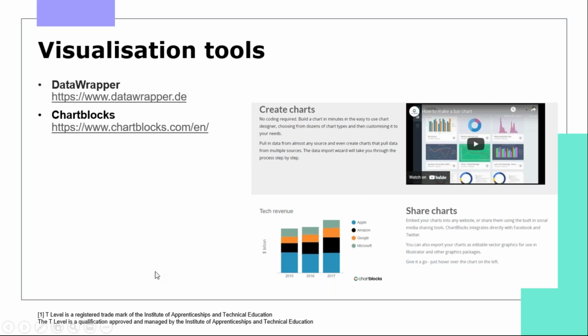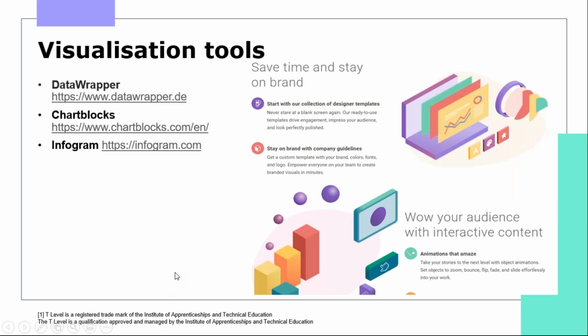Then we have Infogram, which lets you create infographics and reports easily. You can add animation to the infographics. You do have a restriction in the amount you can create. I think it's around about 10 projects you can do. And as I mentioned before with some of the others, any data you put in there becomes public data.